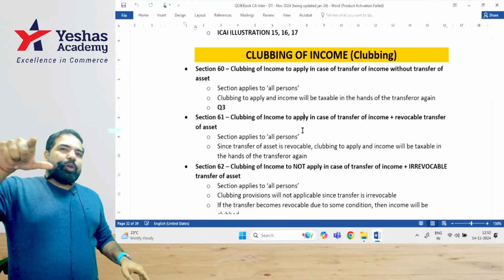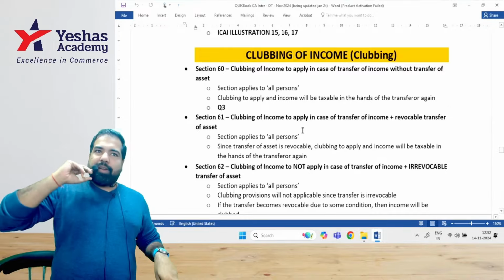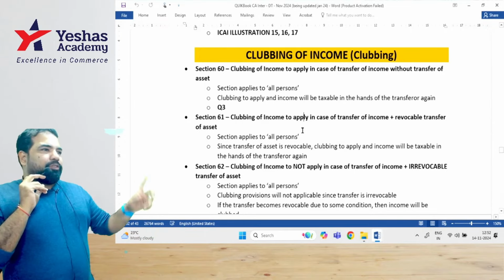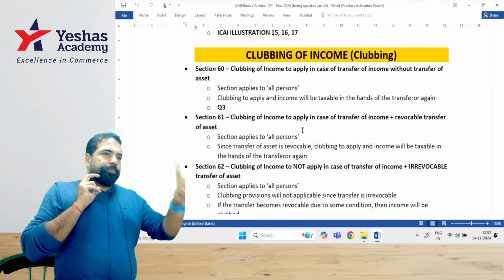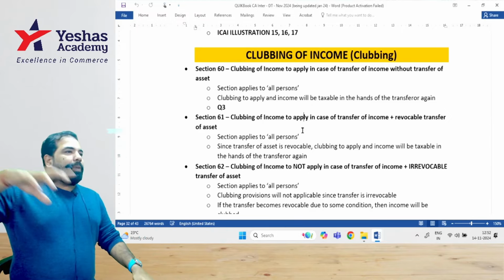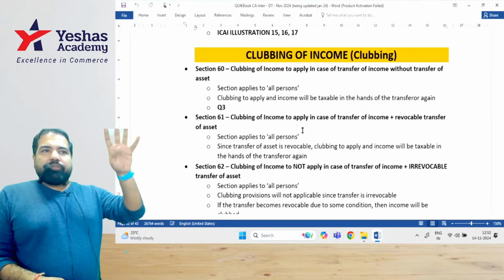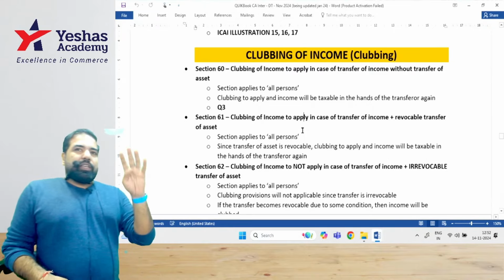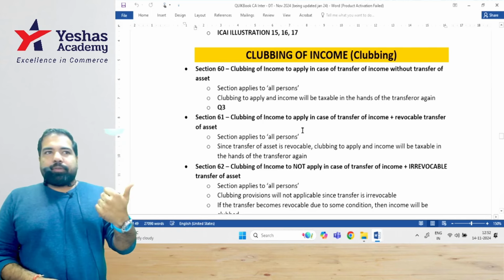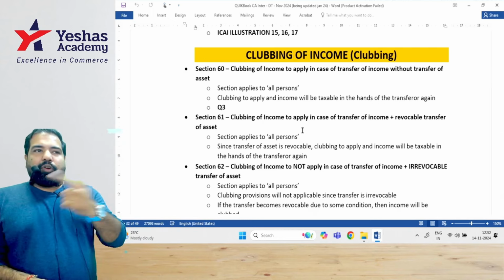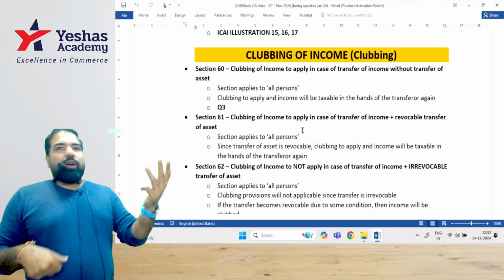Guys, clubbing happens because if it's your income, can you pass it to someone else? Yes. But the government has a philosophy: the dog always goes back to its master. So they say if it's your income, pass it to someone else, it will come back to you. But not to everyone, only how many relations? Four. The government says if it's your spouse, or son's spouse, son's wife, or minor child, or HUF.